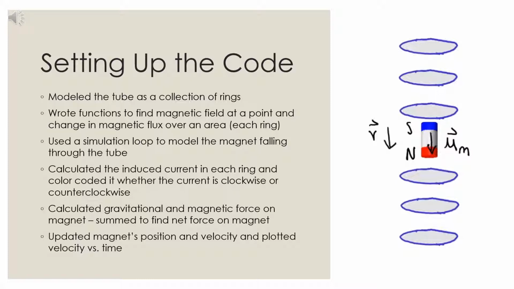From the change in flux, I calculated the induced current in each ring and colored the ring red or blue based on whether the current was flowing clockwise or counterclockwise. Then I calculated both the gravitational and magnetic force acting on the magnet and summed them to get the net force on the magnet. From here, I updated the velocity and position of the magnet so the computational model could accurately show how the magnet moves through the tube. Finally, I plotted the velocity versus time to see how the net force on the magnet affected its movement.